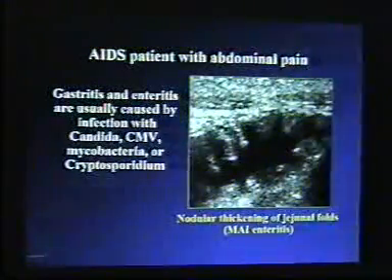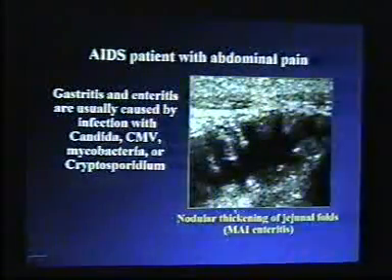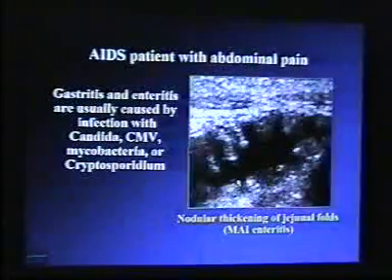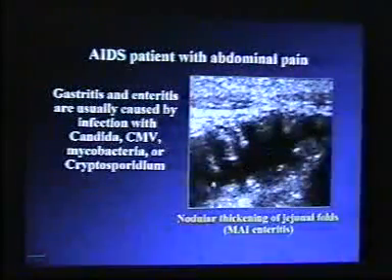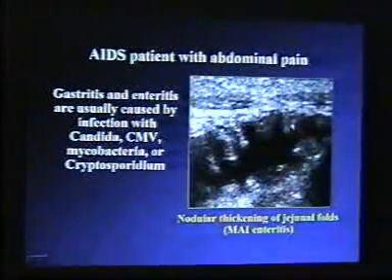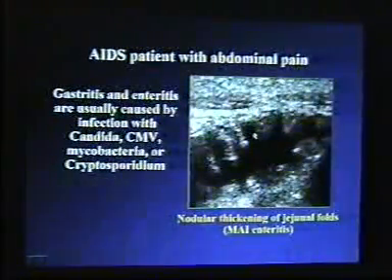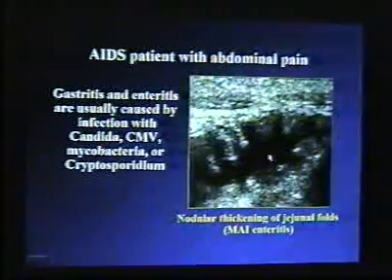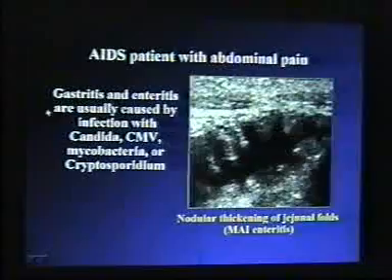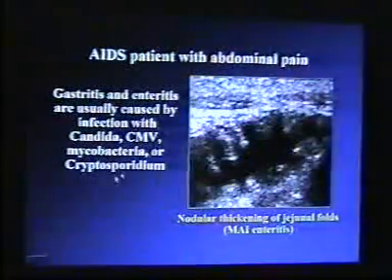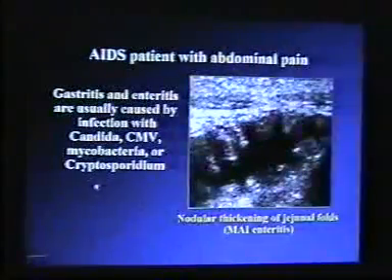AIDS patient with abdominal pain. Patient came with abdominal pain, and on ultrasound we found that there is nodular thickening of the jejunal folds. This is the lumen, and the wall is thickened, which appeared nodular. It is due to MAI enteritis. So the gastritis and enteritis are usually caused by infection with Candida, cytomegalovirus, mycobacteria, or cryptosporidium.